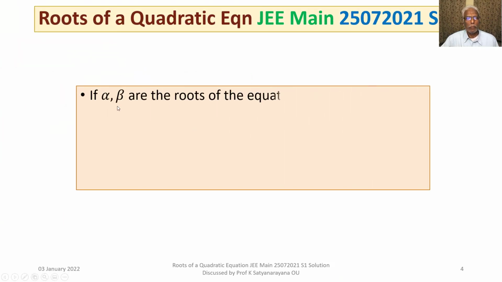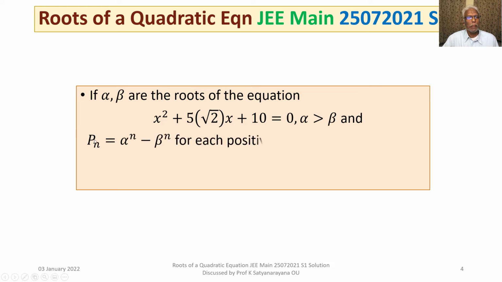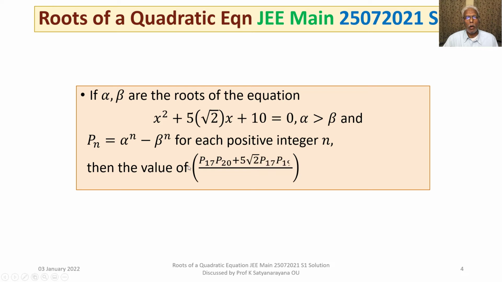if alpha, beta are the roots of the equation x square plus 5 root 2 x plus 10 is equal to 0, where alpha greater than beta and Pn is equal to alpha power n minus beta power n for each positive integer n, then the value of the quotient, whose numerator is P17 P20 plus 5 root 2 P17 P19 by the denominator P18 P19 plus 5 root 2 times P18 square is equal to.